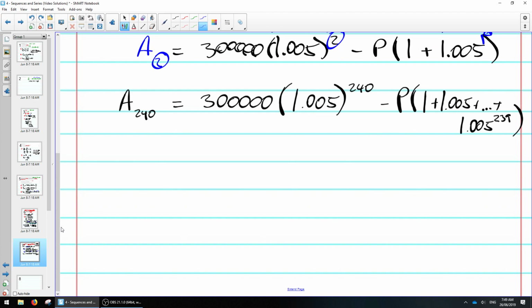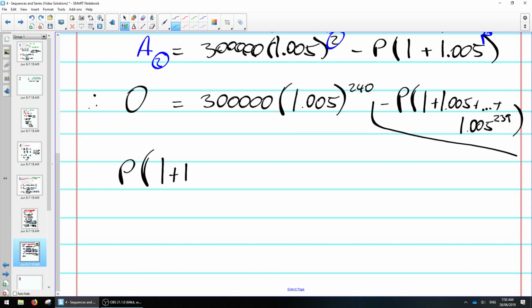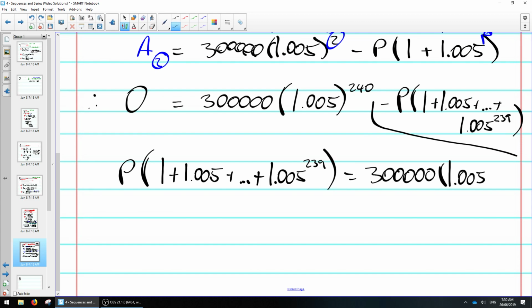So, once we have that, we know that this, because this is how much is owing after the 240th month, which is the end, has to equal 0. So we're saying, really, that equals 0. And we want to find P, so we're going to add that bit on the right side over. So we have P(1 + 1.005 + ... + 1.005 to the power of 239) equals 300,000 × 1.005 to the power of 240.